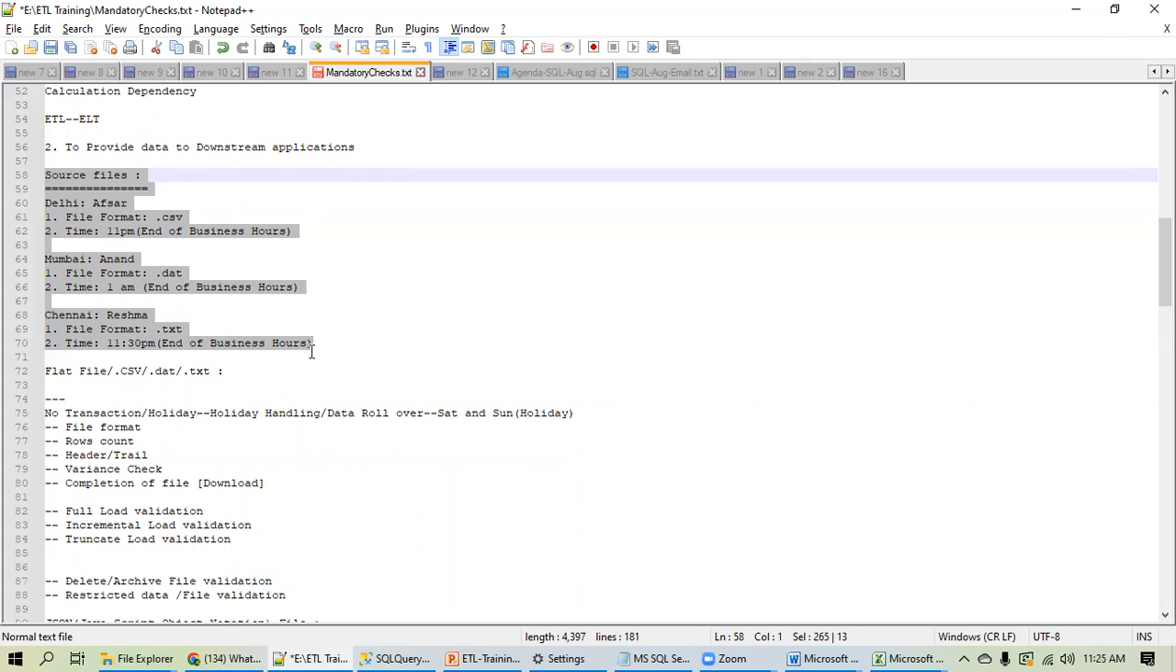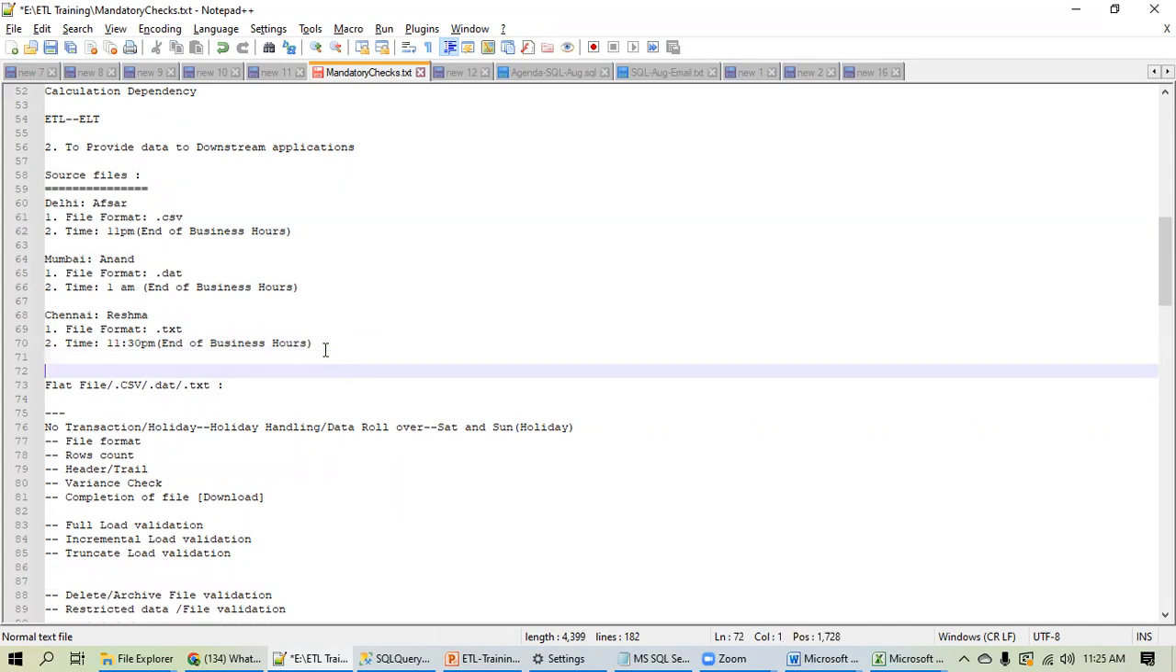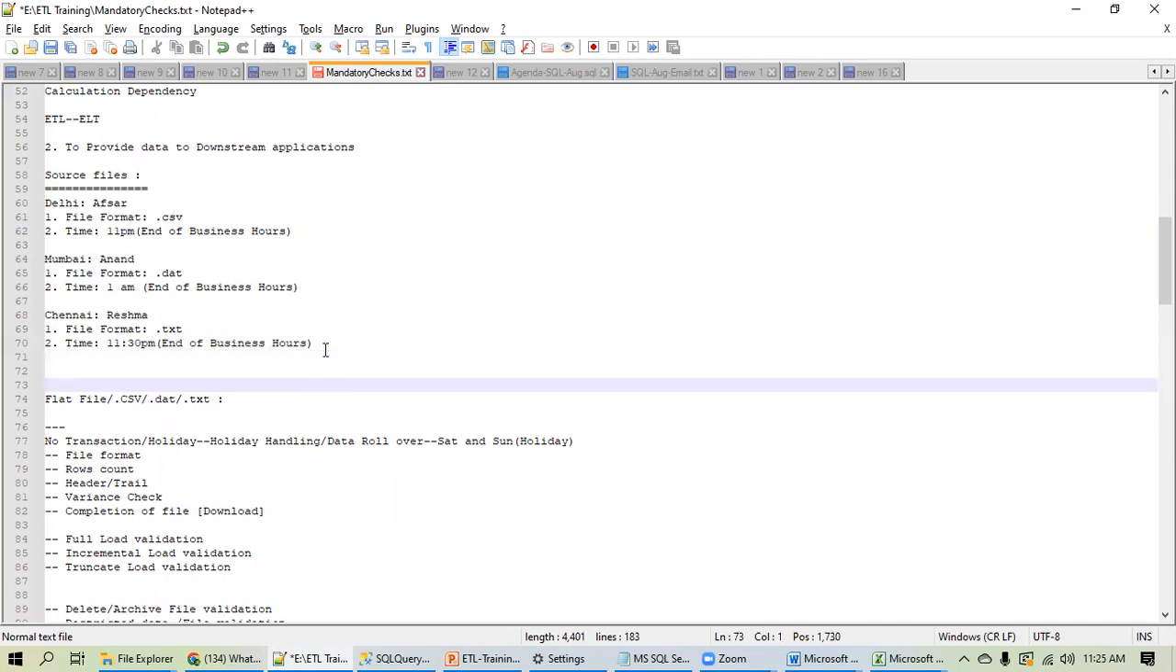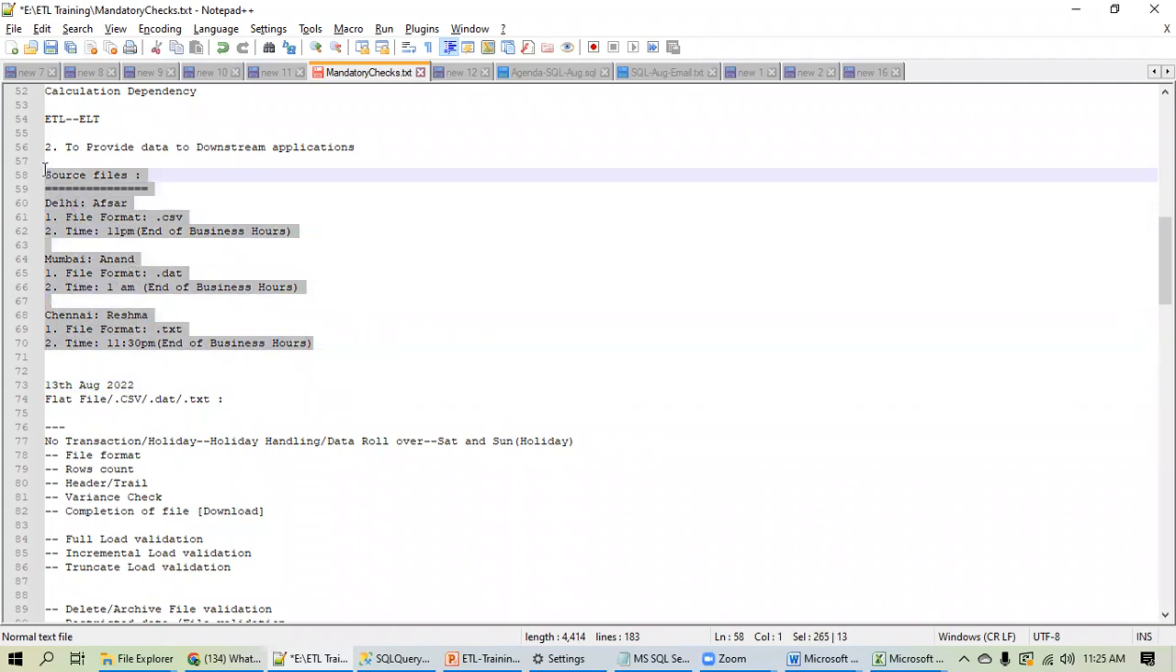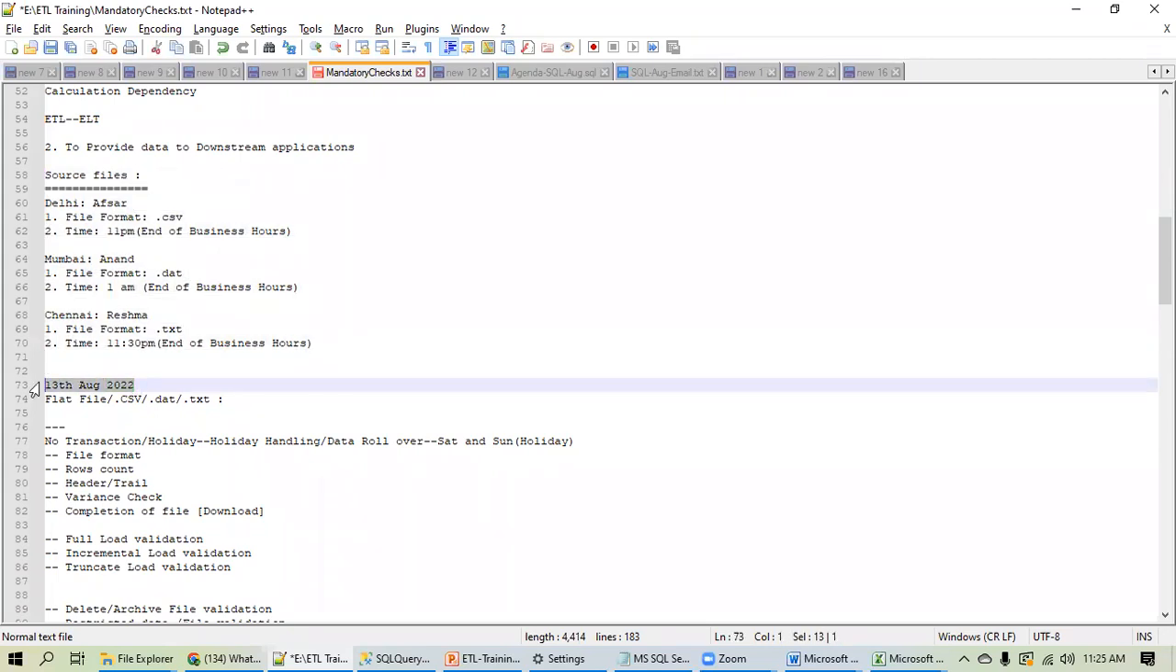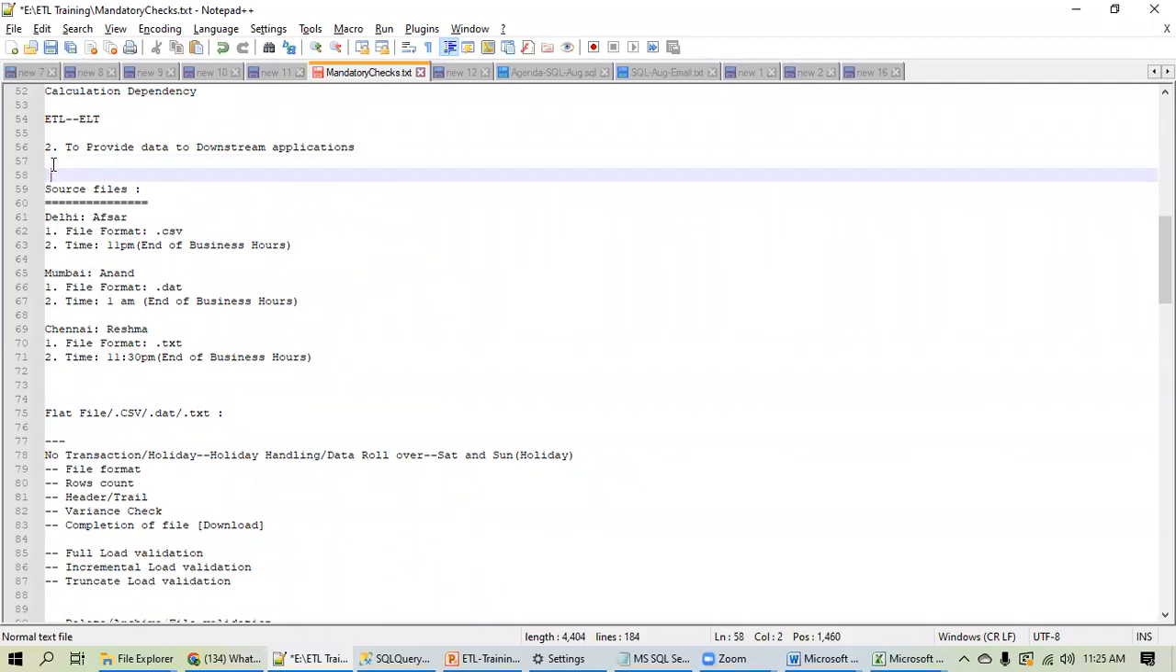Now, after this, suppose today's the 13th, no? 13th, 14th, 15th. 15th is the holiday, Monday. Today is the 13th, 13th August. Today, we have an agreement with the business stakeholder that all these things will be there. 13th August, we have discussed this, okay?